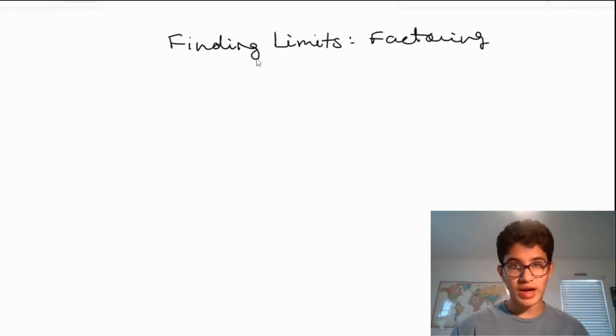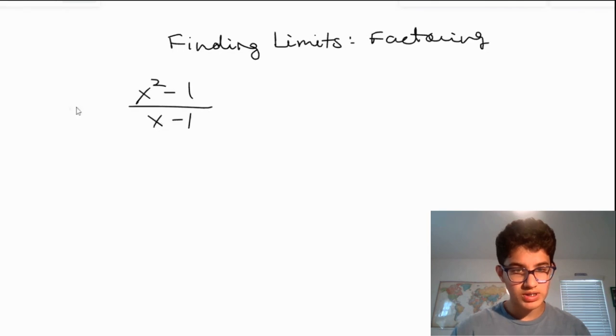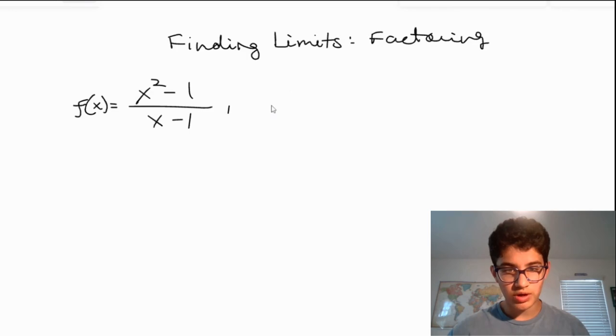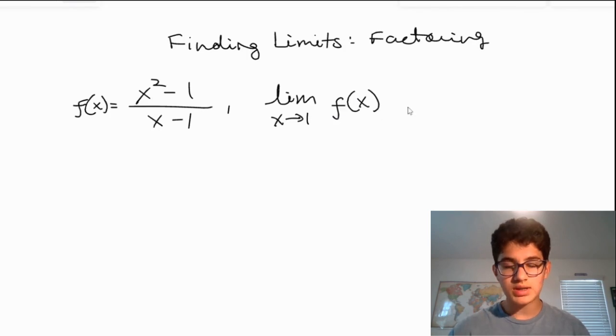Today we're going to talk about finding limits using factoring. So in the last couple of videos we looked at this function, x squared minus 1 over x minus 1. We said f of x is equal to this, and what we wanted to do was find the limit as x goes to 1 of f of x, right? And we did this a couple of different ways.